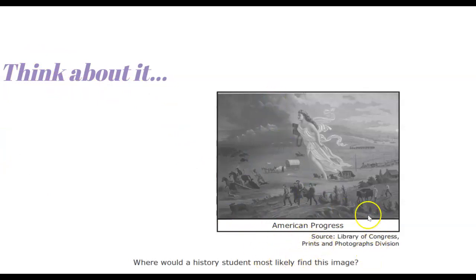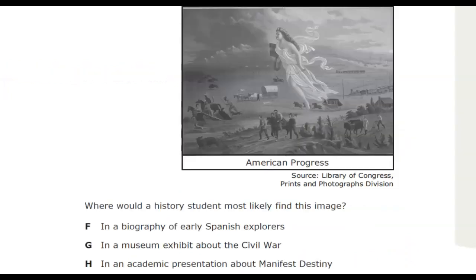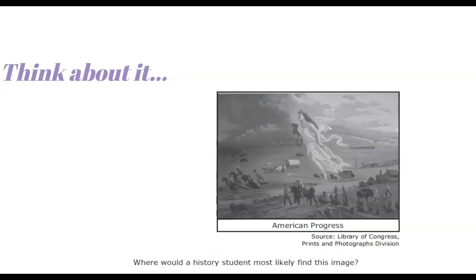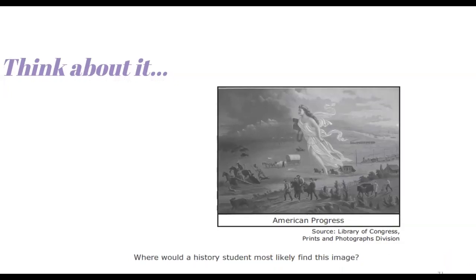All right, think about it. American Progress. We talked about this picture yesterday or the day before yesterday. This is John Gast's painting, American Progress. Some of you told me that this is an angel, and she's bringing technology and progress and civilization and people with her to the West. So where would a history student most likely find this particular image?